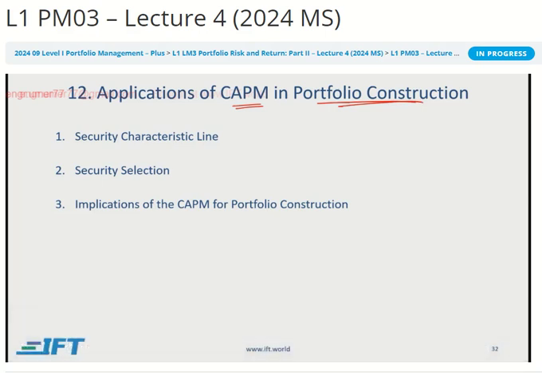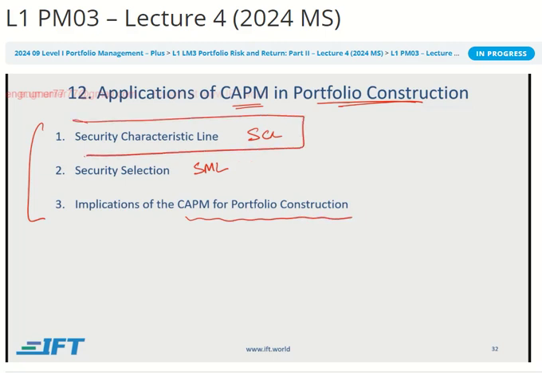Asset pricing model in portfolio construction. We'll be talking about the security characteristic line. We'll be talking about the security selection based on the security market line and the implications of CAPM for portfolio construction. Now, before I get into this, let me tell you that the security characteristic line is not important, right?